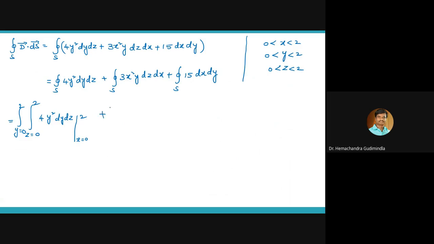Plus, now which are varying? Z and x are varying. So the integral over z from 0 to 2 and x from 0 to 2 of 3x square y dz dx. Here dz dx is varying, so y should be constant. But what is the y value? Y also varies from 0 to 2.